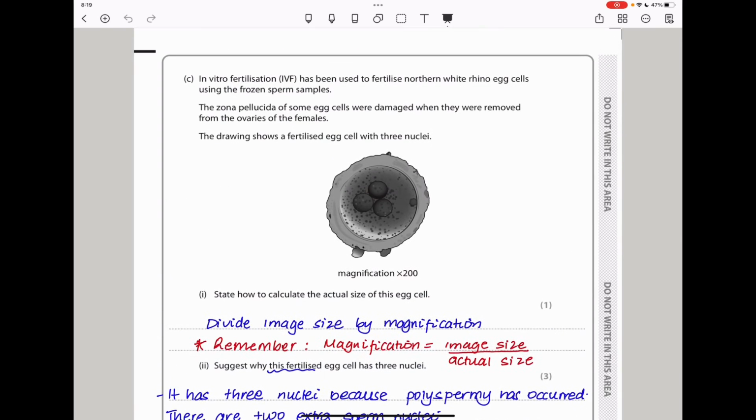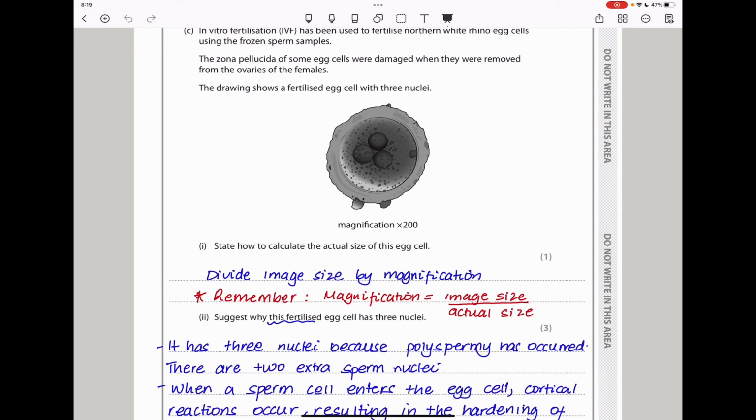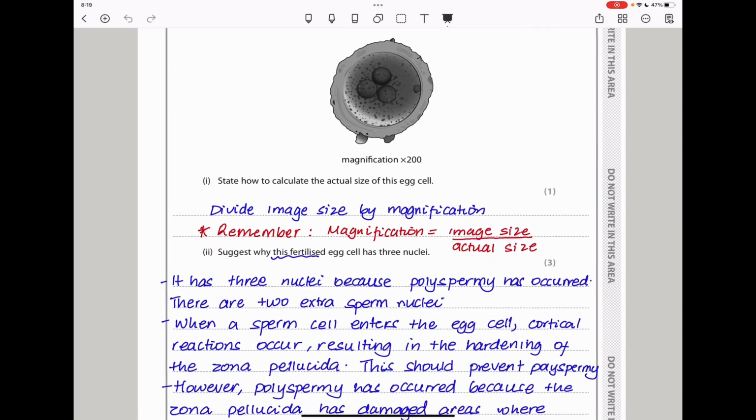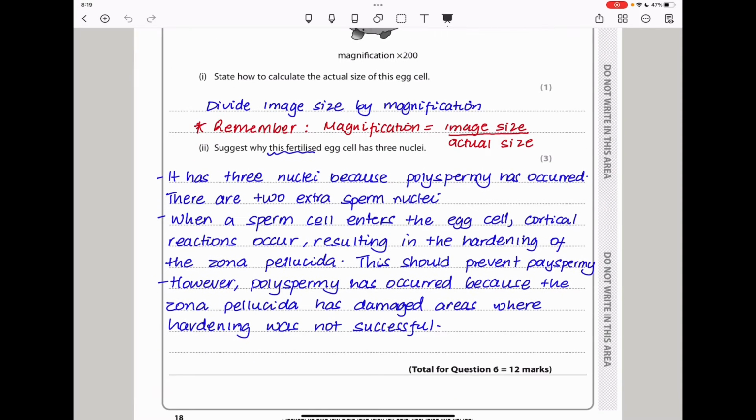If I take you back here, they said the zona pellucida of some egg cells were damaged. If they were damaged, it means when the cortical reactions occur, the zona pellucida did not harden well, and failure to harden properly could lead to some sperms going through and penetrating the egg cell, leading to polyspermy to occur. So this is the end of question 6. Let's continue to question 7.